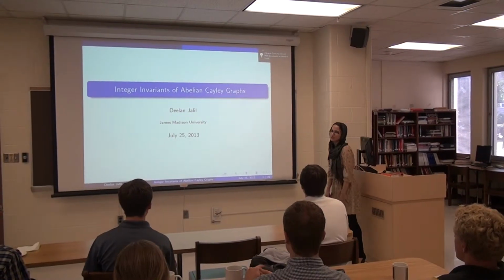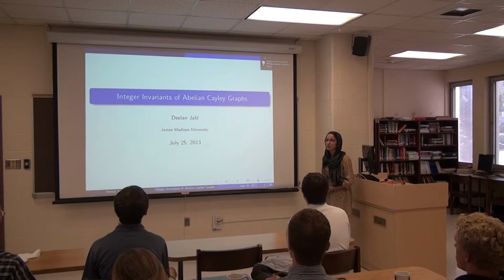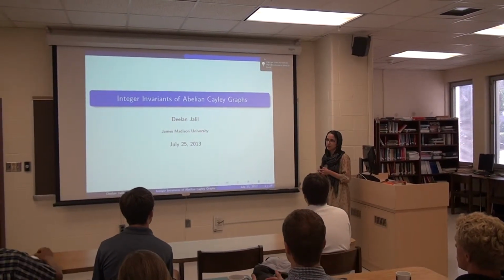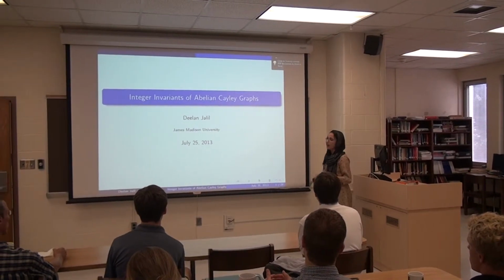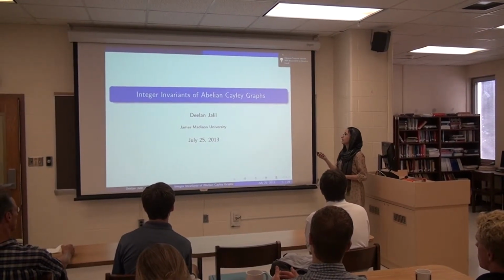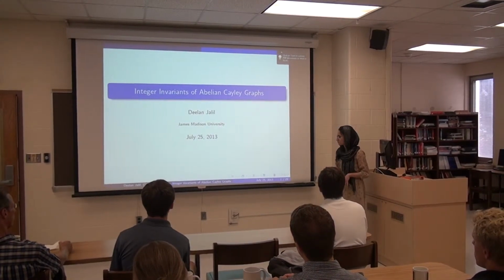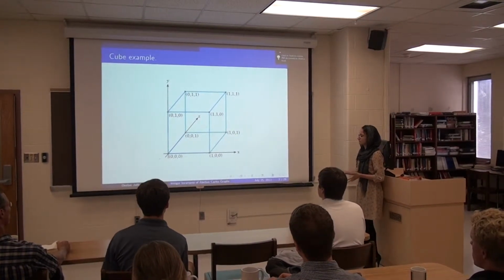So I work with Dr. Ducey, and we study the integer invariants of Abelian Cayley graphs. We're going to define a graph to be simply vertices that are connected by edges. If you take that definition, a graph can get pretty ugly. However, when we limit ourselves to the Abelian Cayley graphs, what we deal with are very nice, organized and symmetric. The simplest example of an Abelian Cayley graph is this cube.